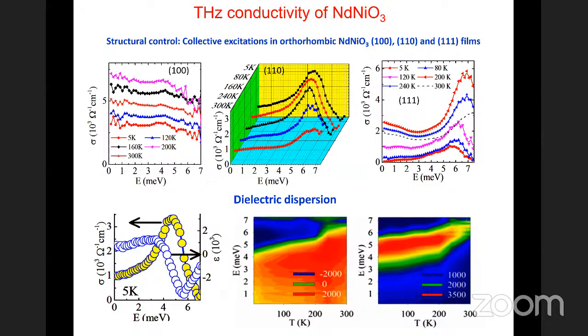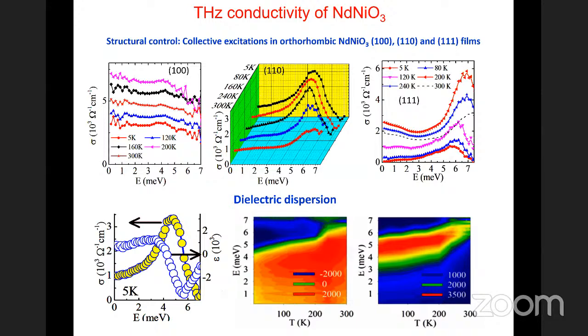Terahertz spectroscopic studies were performed, and what we observed is that in 100, which is films which are not orthorhombically distorted, we see that the conductivity spectrum is featureless. It shows clearly Drude kind of behavior, while in 110 and 111 oriented films, we see manifestation of a peak, which is very strong at low temperatures, and it weakens, and around the insulator metal transition, it disappears in both the systems.